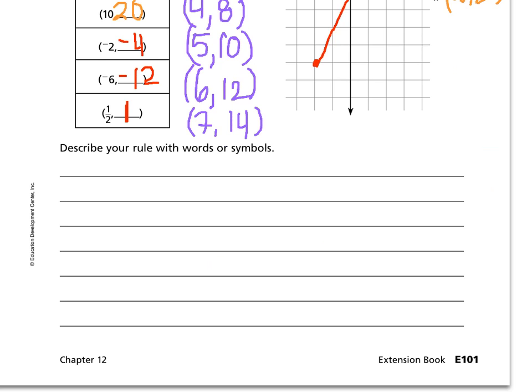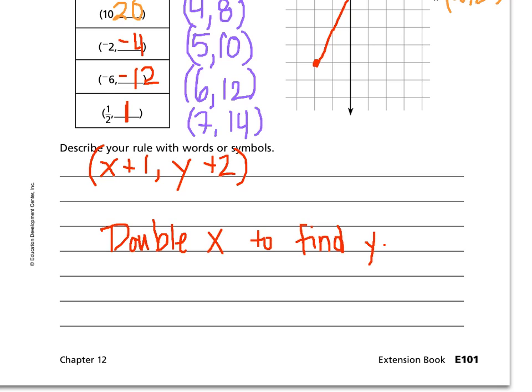Now describing your rule with words or symbols, you could say that you would take the x number and add 1 to it, and you would take the y number and add 2 to it. You could also say that you are doubling whatever the x is in order to find the y. Make sure though that you explain your answer and that you show lots of different examples to help explain your answer like I did above.